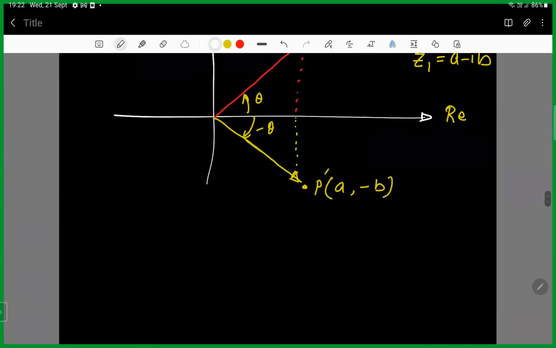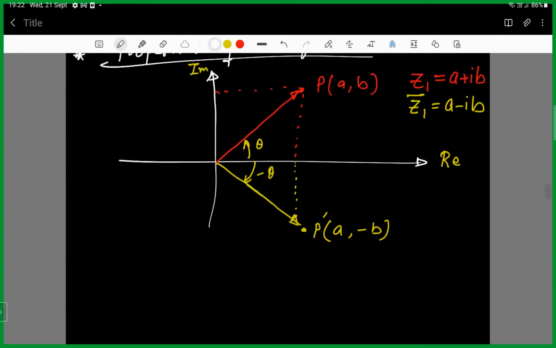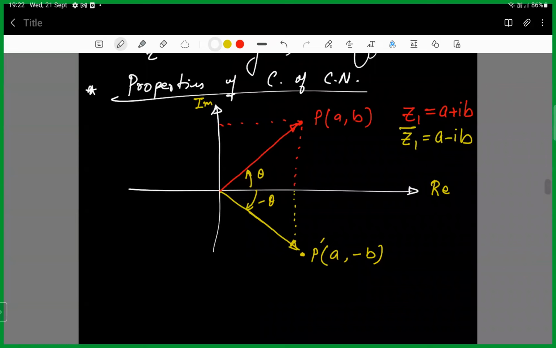So that's how geometrically we represent the conjugate. Just imagine if a complex number is in the first quadrant, its conjugate will be in the fourth quadrant. If a complex number is in the second quadrant, where will its conjugate be? Third quadrant. And if it is in the fourth quadrant, then the first quadrant. That means it will be a mirror image.